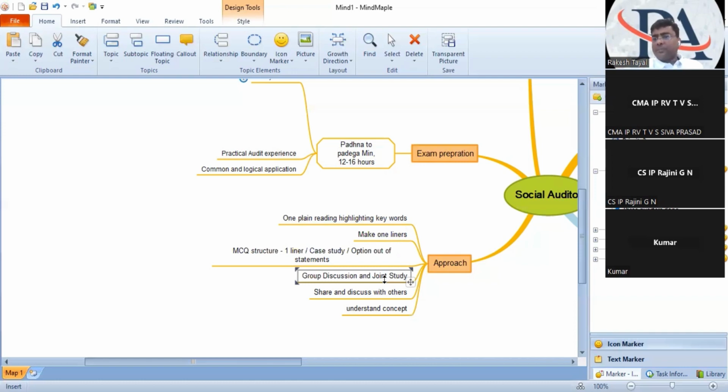Share this with the group. What happens in the group when you read something, when you mention something, it is registered in your mind, number one. And when you are listening to me, so whatsoever I am telling you, it will click in the mind easily when you give the exam.